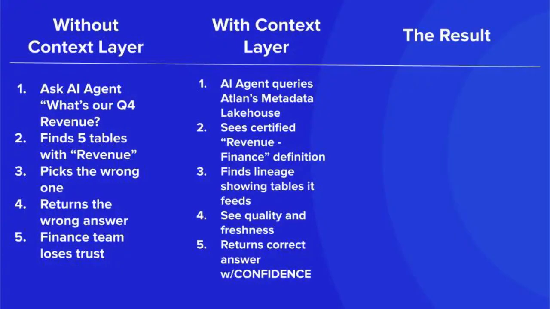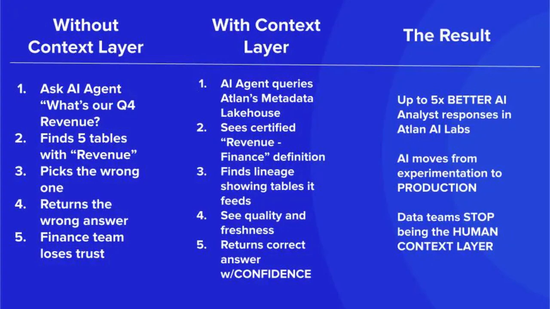Now, with the context layer, the AI agent queries Atlan's metadata lakehouse. It sees a certified revenue finance definition. It finds the lineage showing which tables feed it. It sees quality scores and freshness, and it returns correct answers with confidence. The result? We saw up to 5 times better AI analyst responses in AI labs. We saw that AI moved from experimentation to production, and data teams stopped being the human context layer.